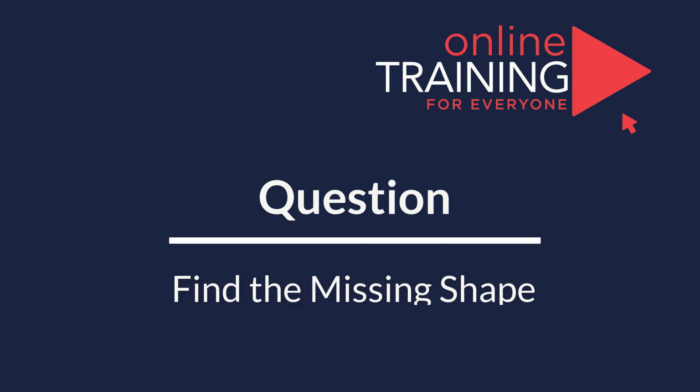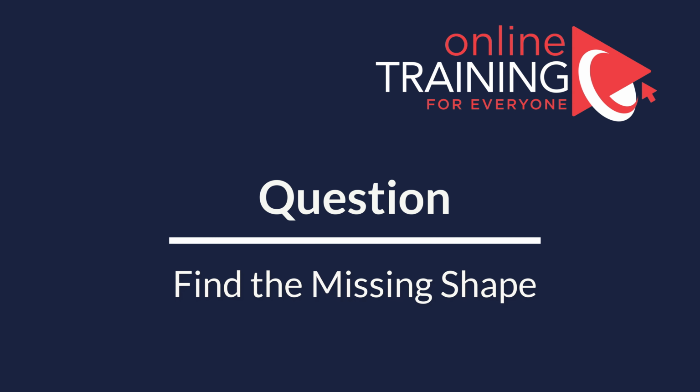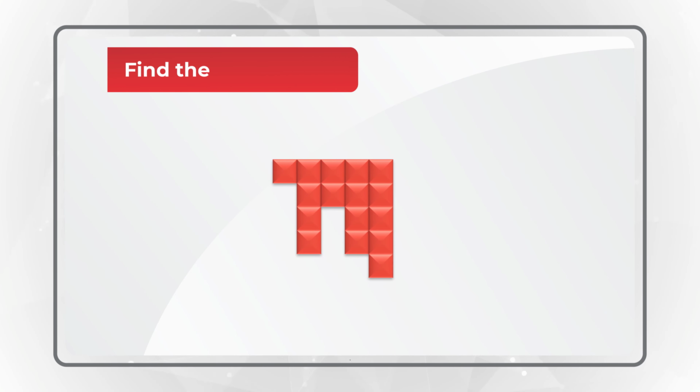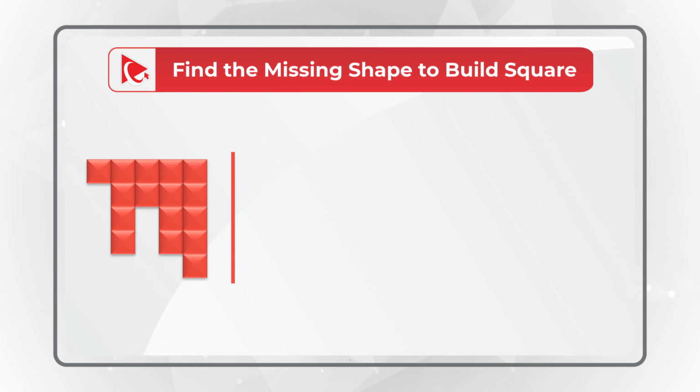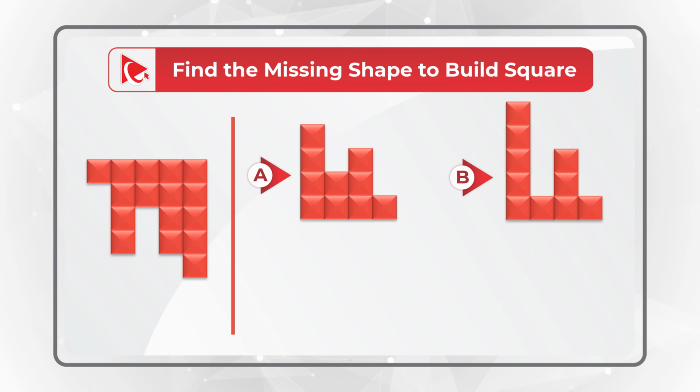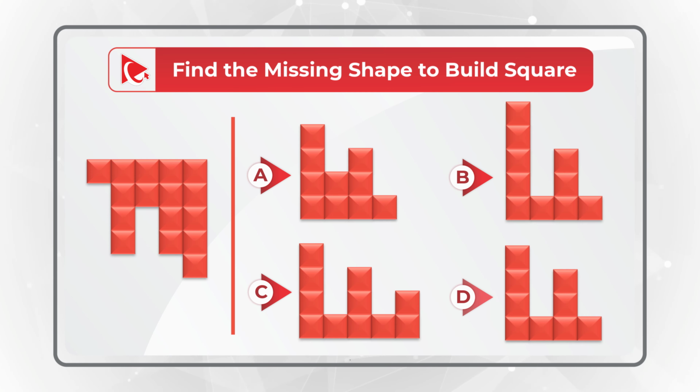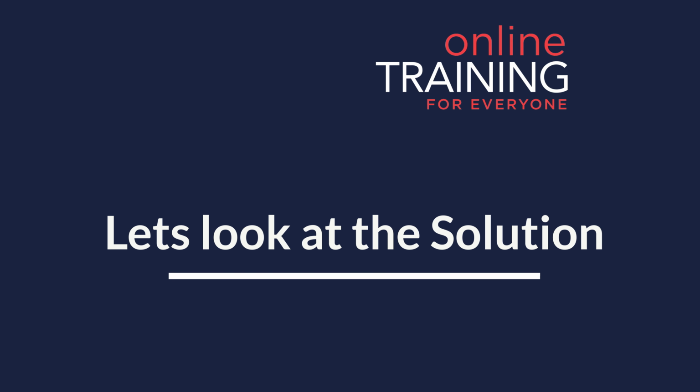Here's a very interesting question to test your spatial reasoning. You're presented with a partial square, and you need to find the missing shape to build the full square. You have 4 different choices to choose from to complete the square: choices A, B, C, and D. Take a close look to see if you can come up with the answer. And on my end, I'm moving forward to share with you the correct solution.